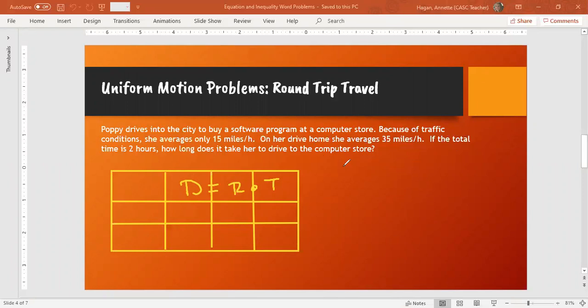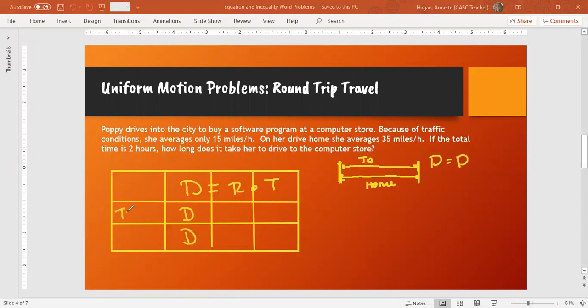Okay, so I always like to draw a picture. This is her trip to the computer store, and this is her trip home from the computer store. What do you notice about the distances? If you notice they're the same, that's exactly right. Our distances are going to be the same again. We don't know the distance, but we know they went the same distance.